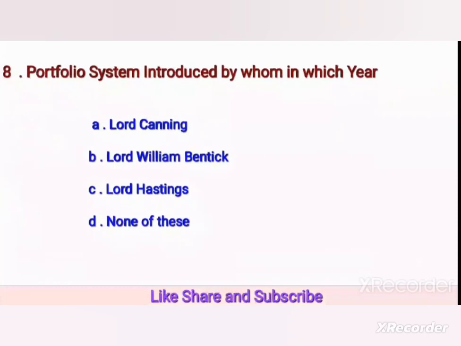Portfolio system was introduced by whom? Sorry, I forgot to mention years for these options. Option A, Lord Canning. Option B, Lord William Bentinck. Option C, Lord Hastings. Option D, none of these. And the correct answer for this question is option A, Lord Canning, and in 1859. You have to remember this point. Ordinance issued by Lord Canning, the Viceroy, is for a period of 6 months. You have to remember this point. Next question.